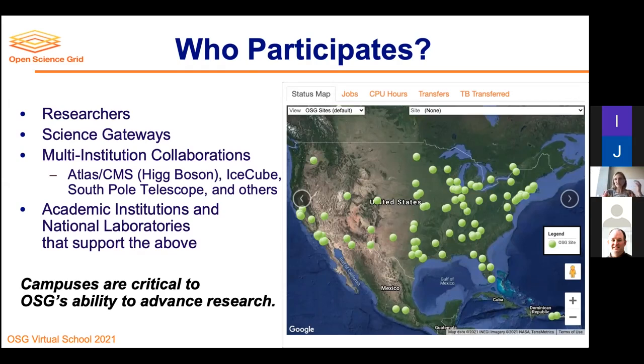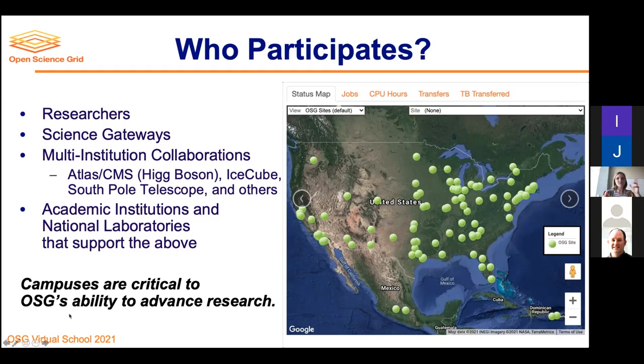But by and large, the entities that contribute resources and share resources to enable researchers and science gateways are those at academic institutions and national laboratories that support research communities, including multi-institutional collaborations. And those include some major physics projects that have been part of the OSG for some time, operating their own virtual clusters within it, like those that discovered the Higgs boson, IceCube, the South Pole Telescope. Some of these have been in the news lately, especially for Nobel Prizes.